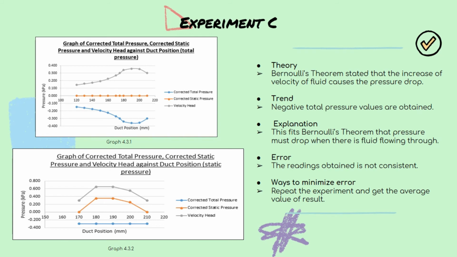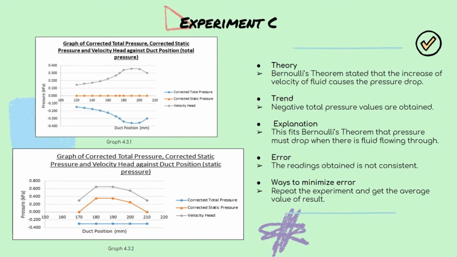From the graph of corrected total pressure, corrected static pressure and velocity head against the duct position, it shows a negative total pressure, which fits the Bernoulli theorem that pressure must drop when there is a fluid flowing through with velocity.